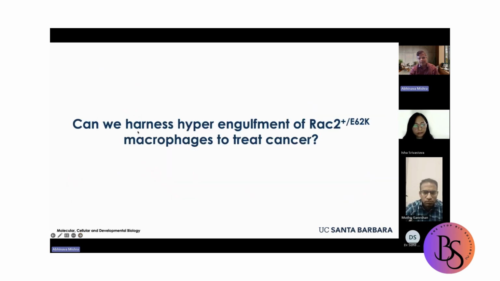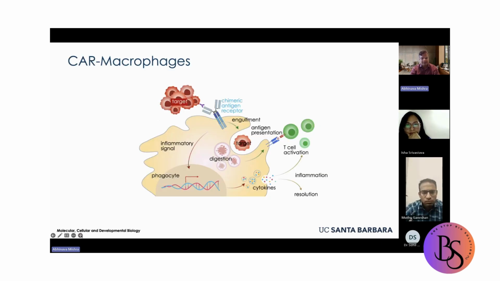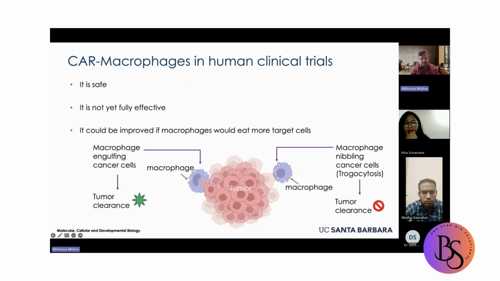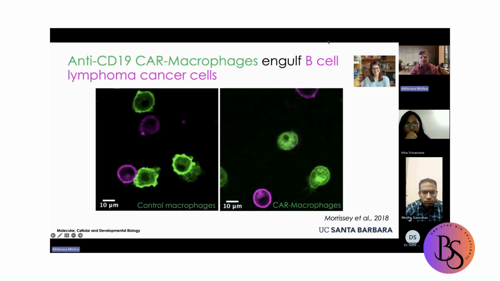So again, the question we asked is, can we harness this hyperactivity of RAC macrophages to treat cancer? And again, I discussed this. The approach that we took is to engineer the chimeric antigen receptor on the surface of the macrophage to target and kill the cancer cells. And the question was whether we can make them hyperphagocytic so they can clear the tumors effectively. So using this CAR-macrophage technology, our collaborator, Dr. Megan Morrissey, had developed an anti-CD19 CAR-macrophage, targeting CD19 positive lymphoma cancer cells.